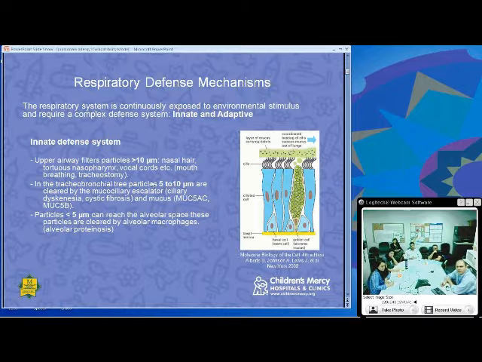Then in the lower part, we have the tracheobronchial tree, and in the tracheobronchial tree we have what we call the respiratory escalator. In this area, we're going to filter particles that are between 5 and 10 micrometers. It has three different systems. One is the cilia and the mucus layer. Problems in the cilia and the mucus layer, like for example in ciliary dyskinesia or cystic fibrosis, are going to retain mucus. This retained mucus is going to give you more infections and more bacterial colonization.